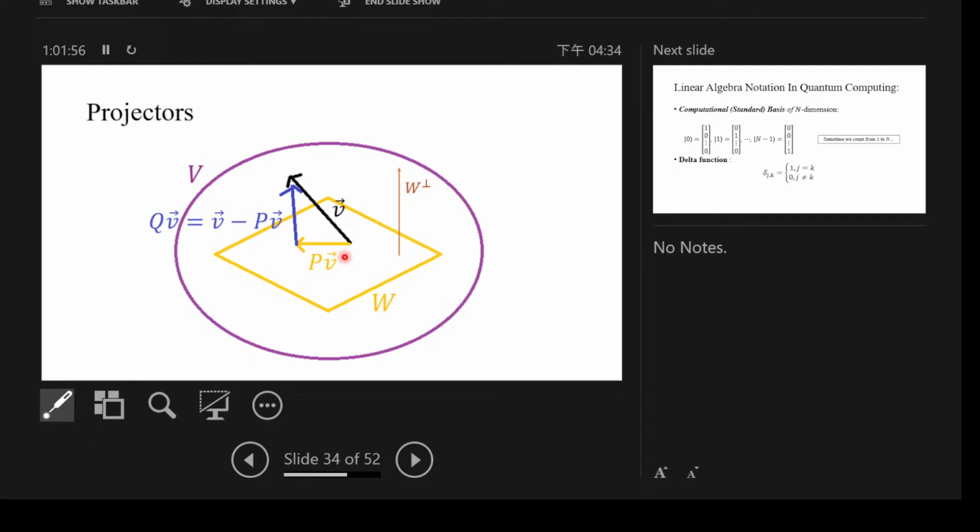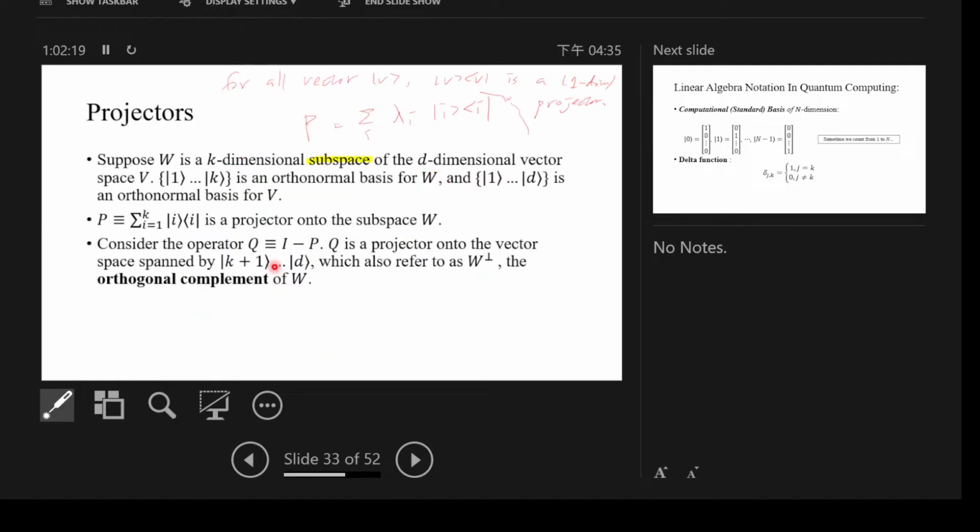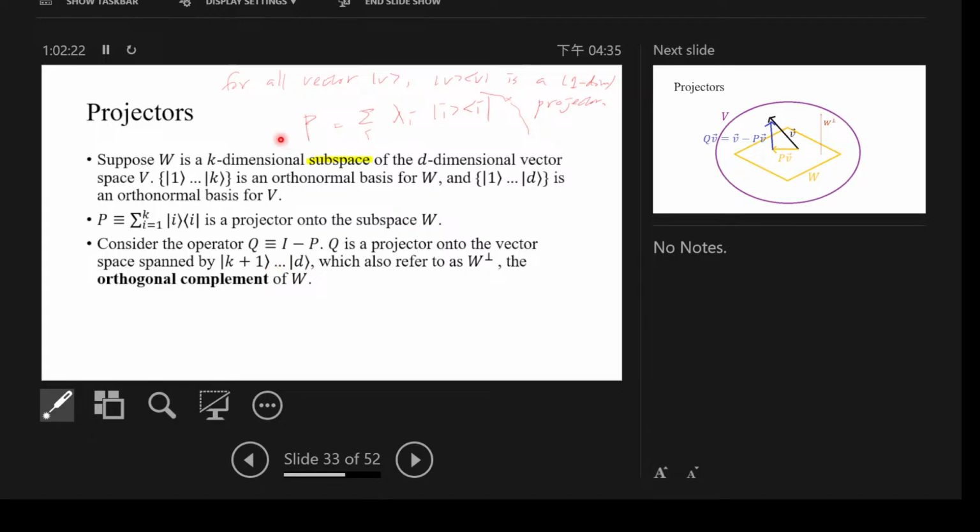And then we can also have another projector, Q, that's a projector onto the complement subspace W perp. So you apply Q on v, and you get this vector. And Q will just be the identity minus P. To be more specific, we have W and V, and we can find an orthogonal basis for W and an orthogonal basis for V, where the basis of V is an extension of the basis of W.